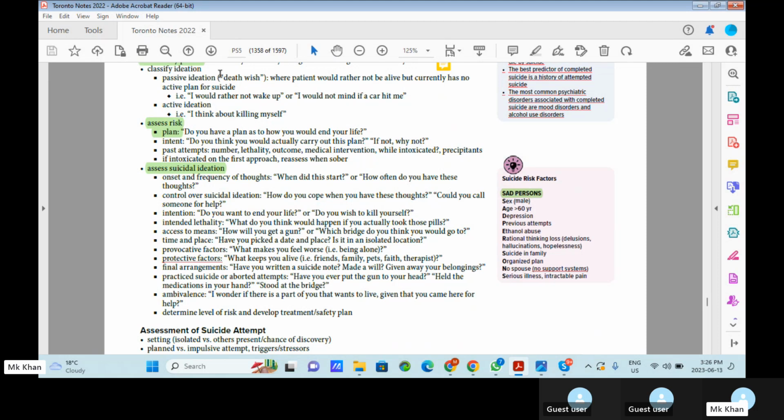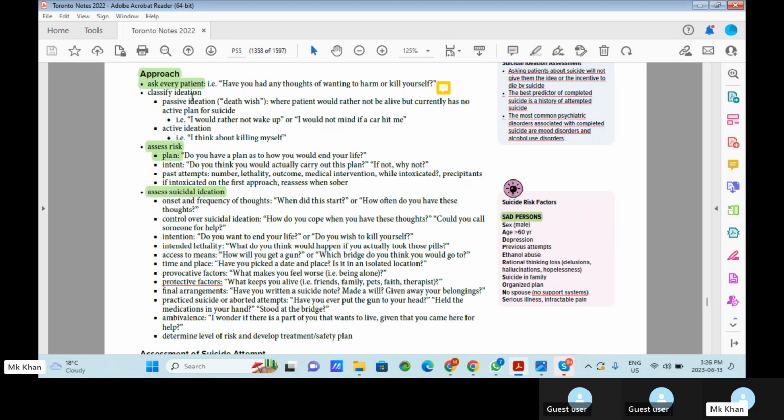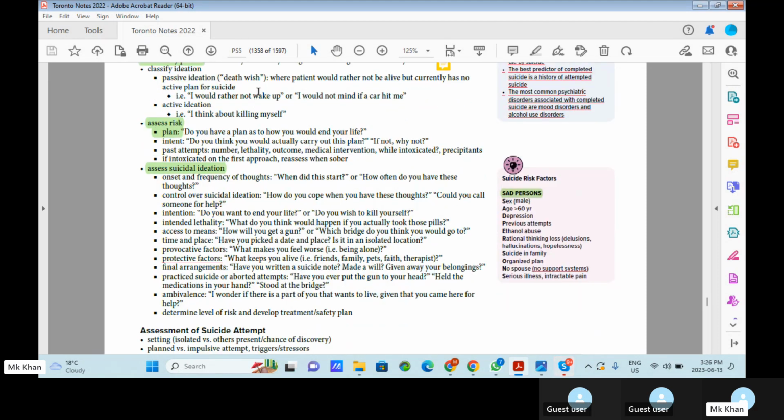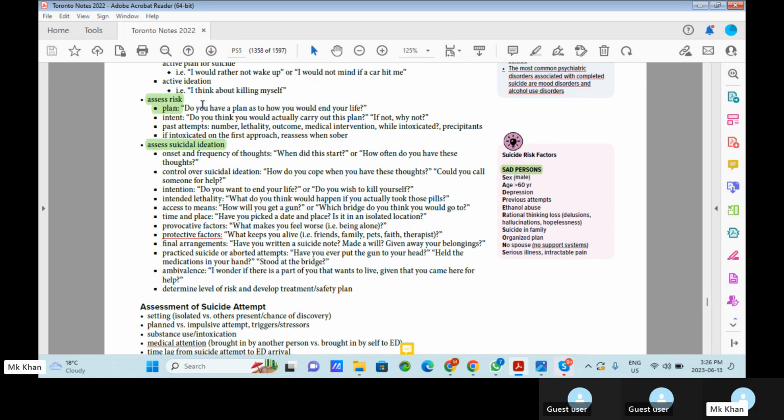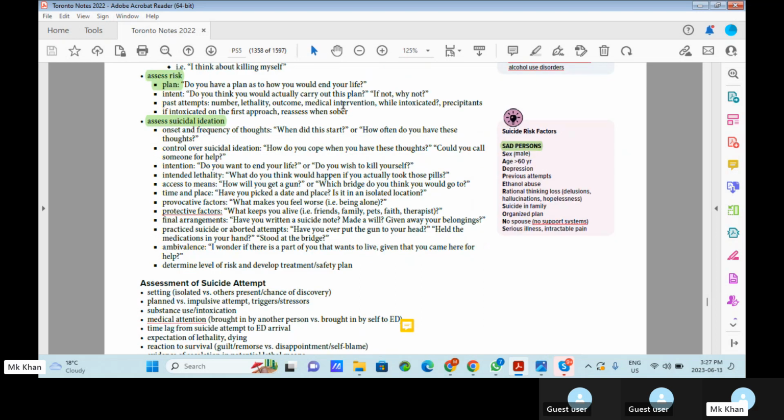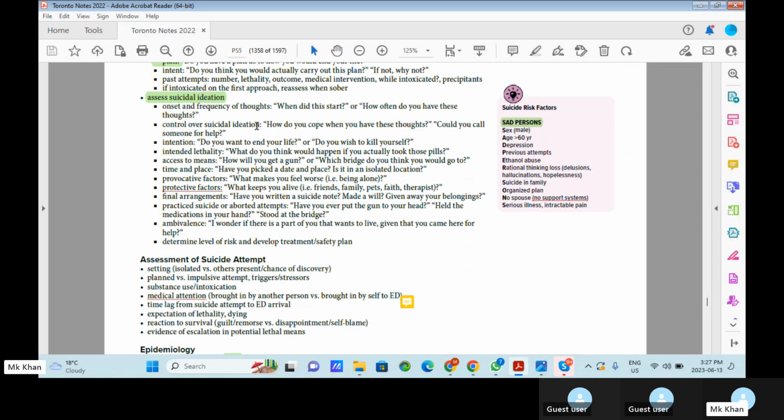So why is it important? Because these persons are riskier, they can attempt it right away, but the passive ones are not exactly making any plan. Then how to assess the risk: plan. Do you have any plan of ending your life? You can ask this question directly. Intent: would you actually carry out this plan? If not, why not? We have to explore what the patient is actually thinking, and also intoxication and all those things.